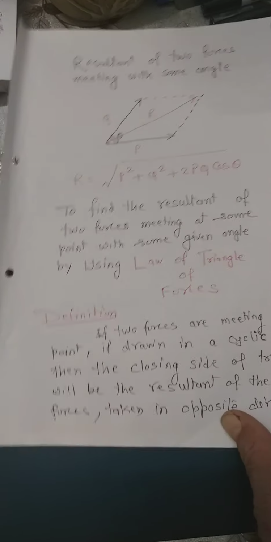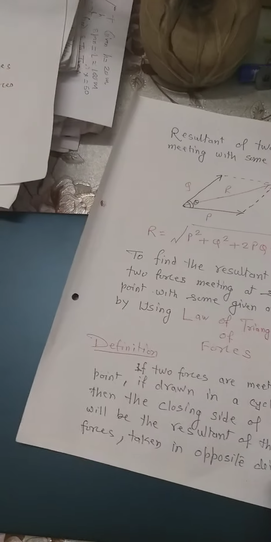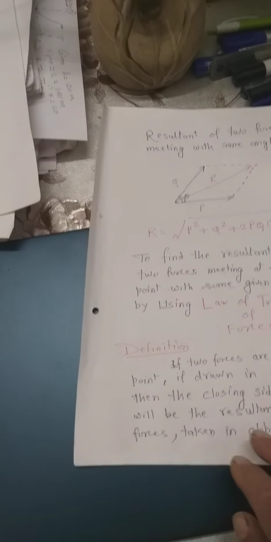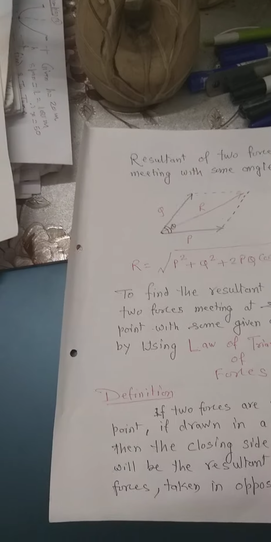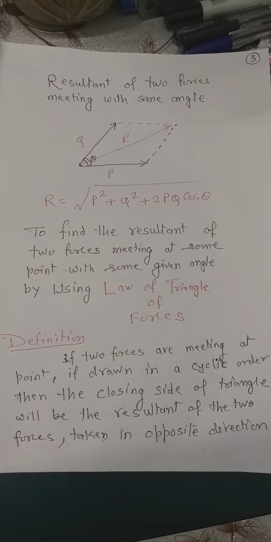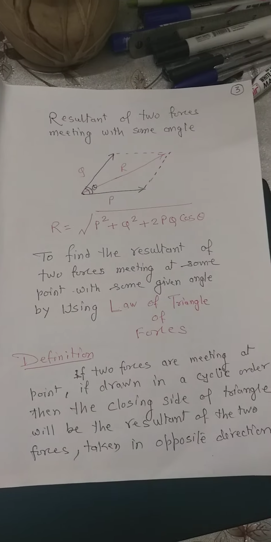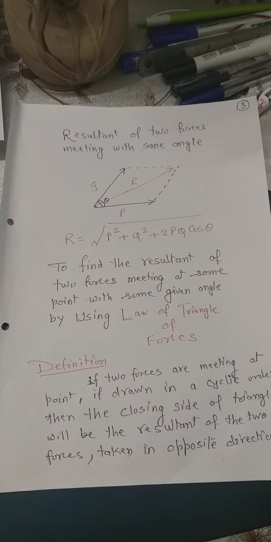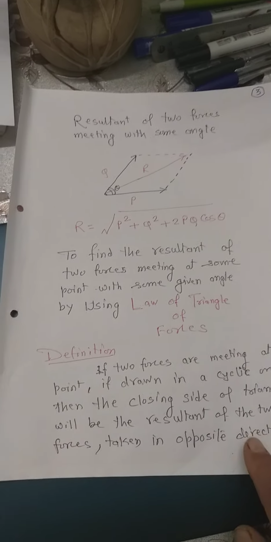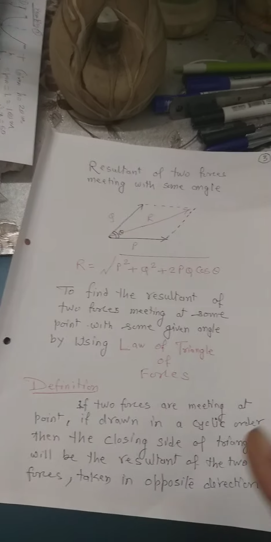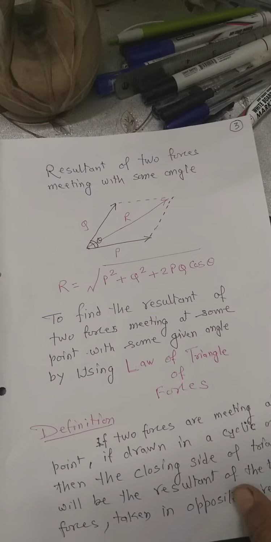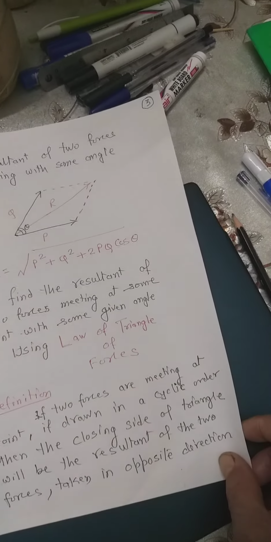I will repeat it once again. If two forces, P and Q say, are meeting at a point, and are drawn in a cyclic order, it means if we are going in an anti-clockwise direction, we will continue in an anti-clockwise direction. If we go in a clockwise direction, then we will maintain that clockwise cyclic order. Then draw accordingly in cyclic order, and the closing side of that is the resultant taken in opposite direction.